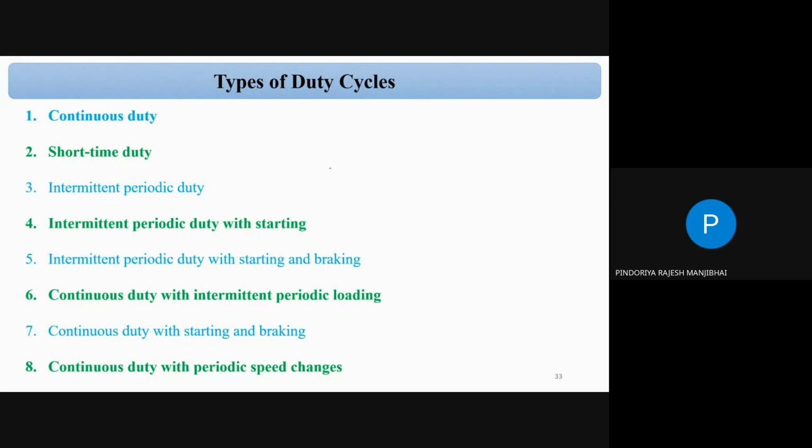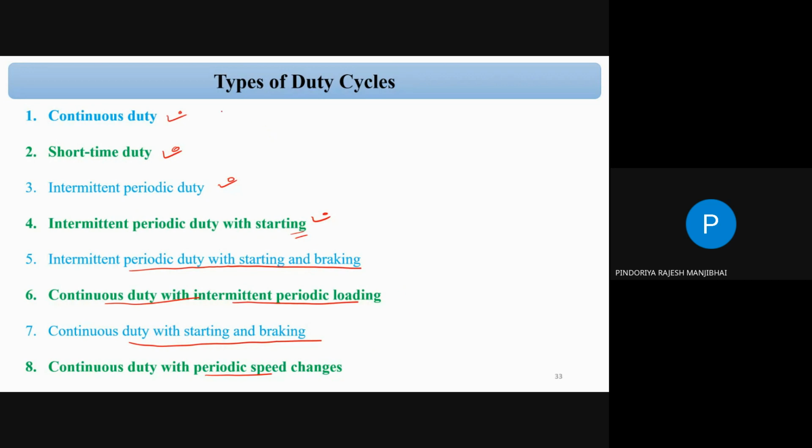So the 8 duty cycles are: first, continuous duty; second, short time duty; third, intermittent periodic duty; fourth, intermittent periodic duty with starting; fifth, intermittent periodic duty with starting and braking; sixth, continuous duty with intermittent periodic loading; seventh, continuous duty with starting and braking; and eighth, continuous duty with periodic speed changes.